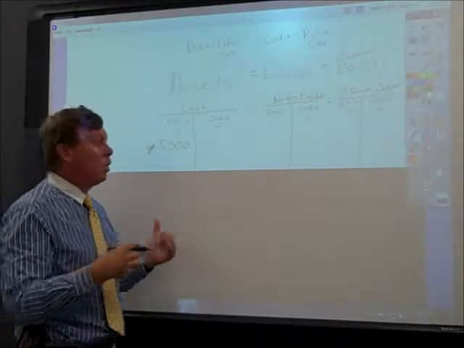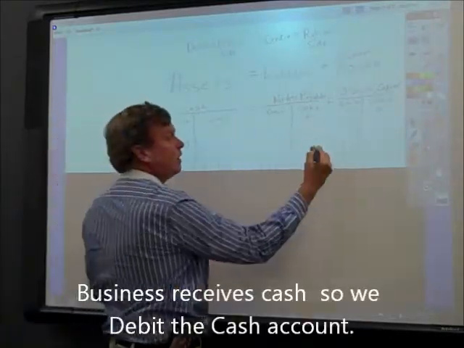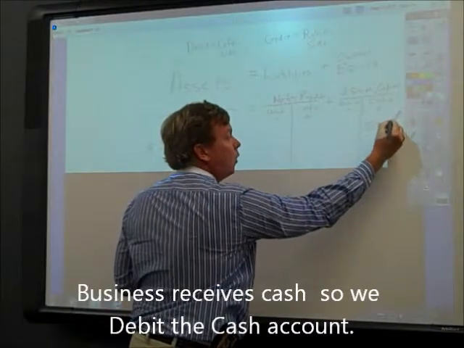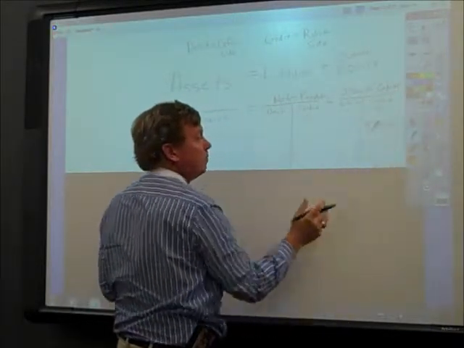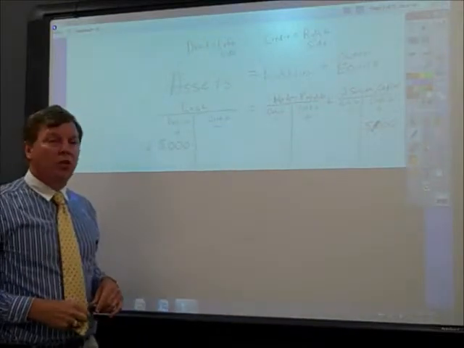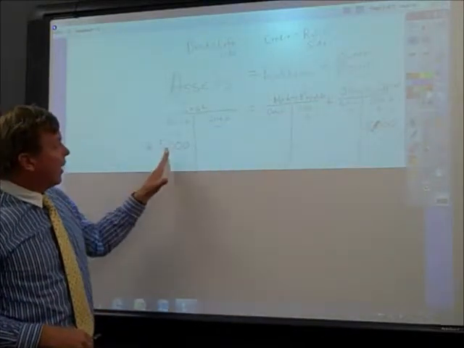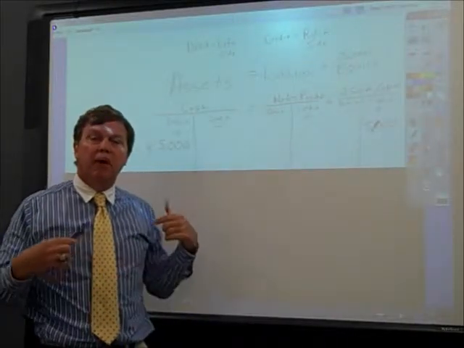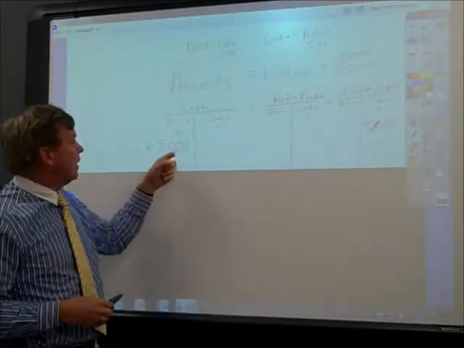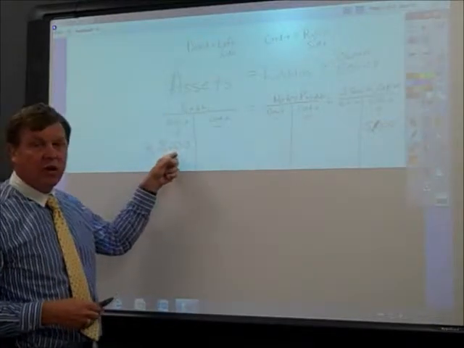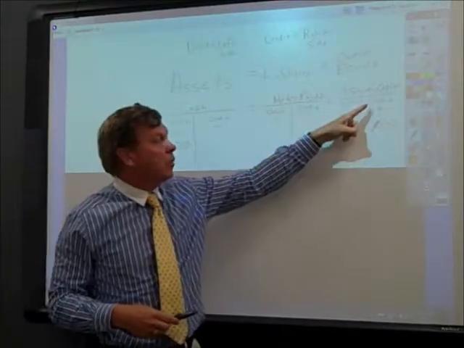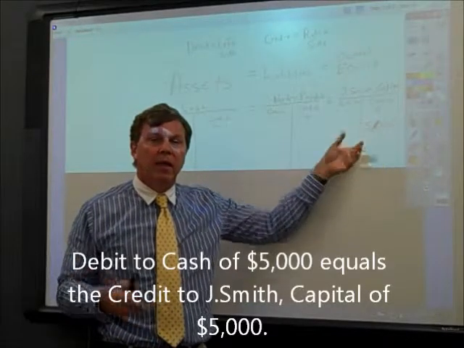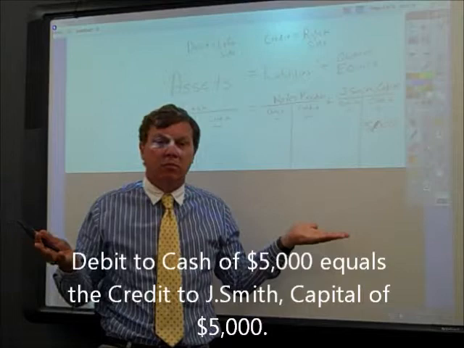What did we give up? Well, we gave a promise to pay to the owner for $5,000. So what we give, we credit. In this case, in our accounting equation, our assets equal 5,000 and our owner's equity equals 5,000. In this particular transaction, we debited the cash account for 5,000 and we credited Jim Smith Capital for 5,000. That helps us keep in balance.